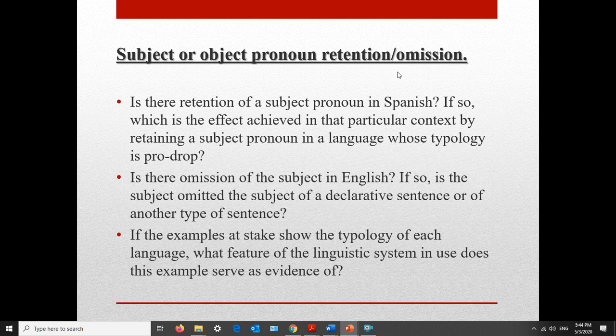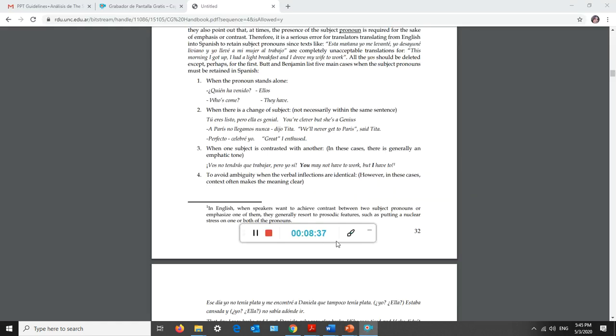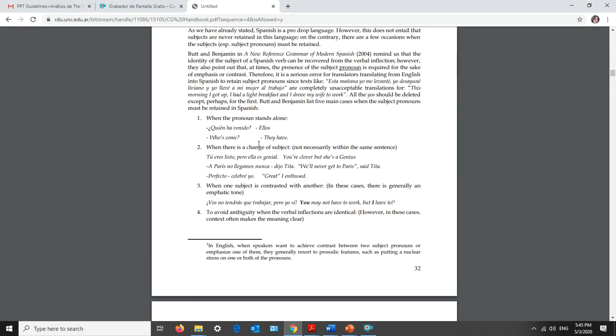Subject or object pronoun retention or omission. Is there retention of a subject pronoun in Spanish? If so, which is the effect achieved in that particular context by retaining a subject pronoun in a language whose typology is pro-drop? So if there is subject pronoun retention in Spanish, what is the effect achieved? Among other reasons, is the pronoun retained because it stands alone, and therefore it is a compulsory element to use in this case?